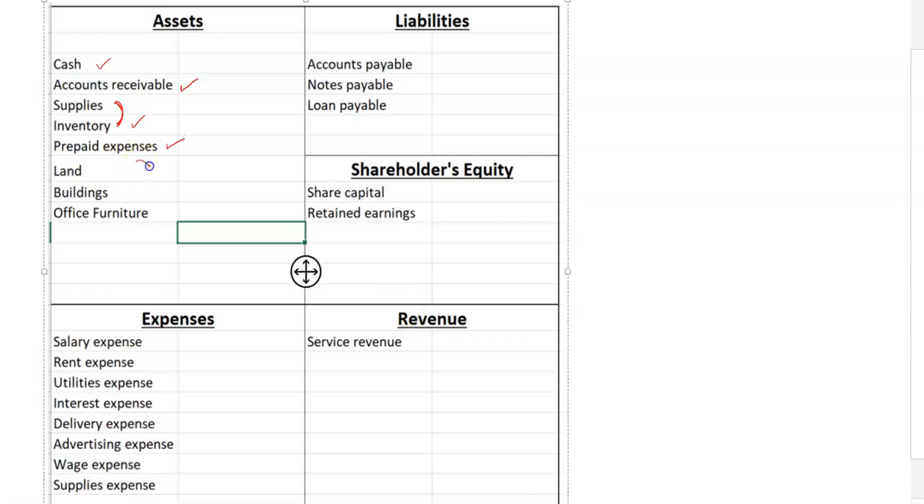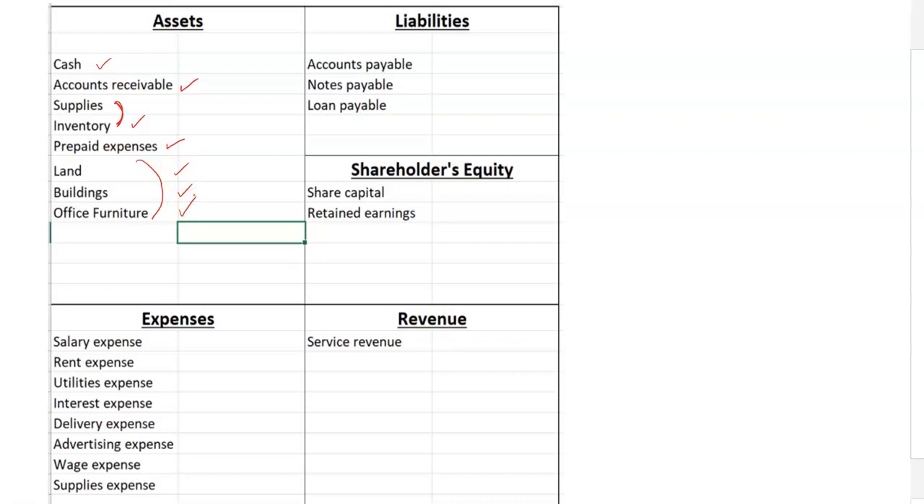And then land, building, and office furniture, these are things that we need to have in order to do our business. So if you have a building, you obviously needed a piece of land and you put your building on top of that in order to sell your goods and services. And then you'd need to fill your building with furniture and equipment. So all of those go as assets.